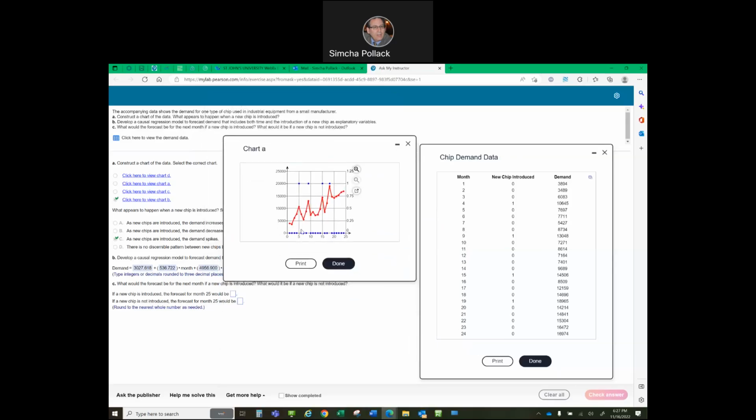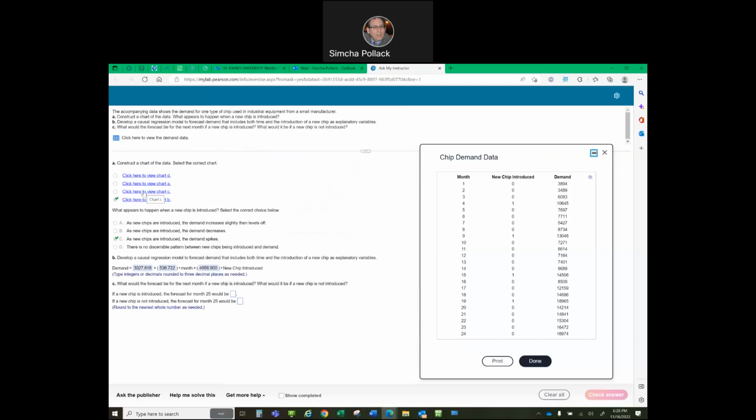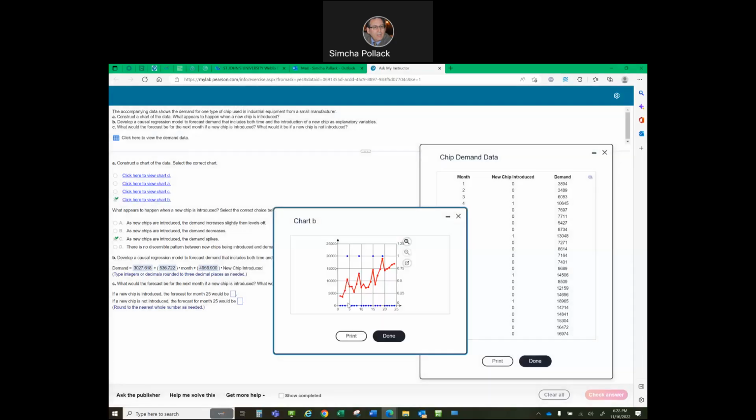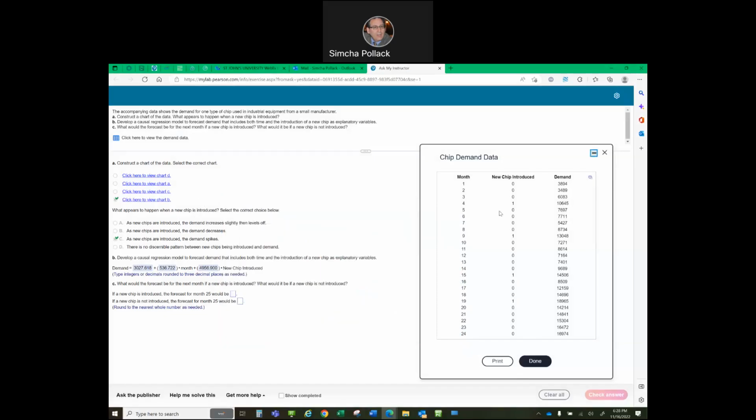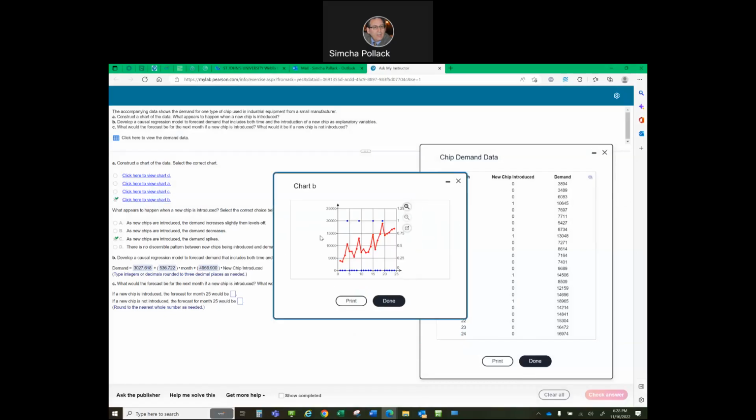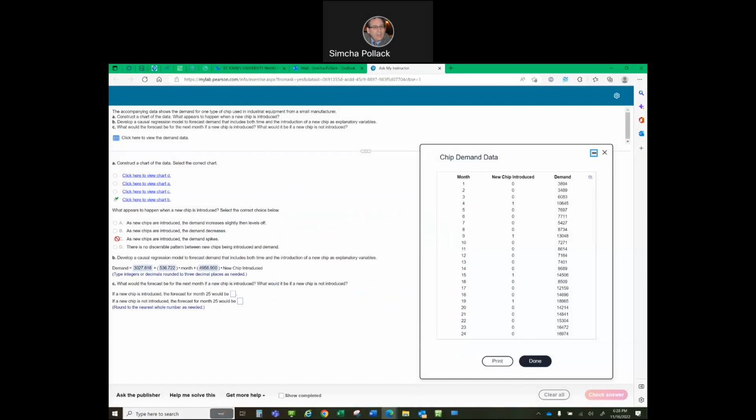How about chart A? Well, they introduced a chip at month 5. Not true. It was month 4. This is not right. And likewise, chart C is not good. And the Goldilocks is chart B, where these introductions were at month 4, 9, 15, and 19. Now, it's clear as you're looking at the chart that every time they introduce a chip, the demand increases. So that's clearly part C is the right answer for the second part.